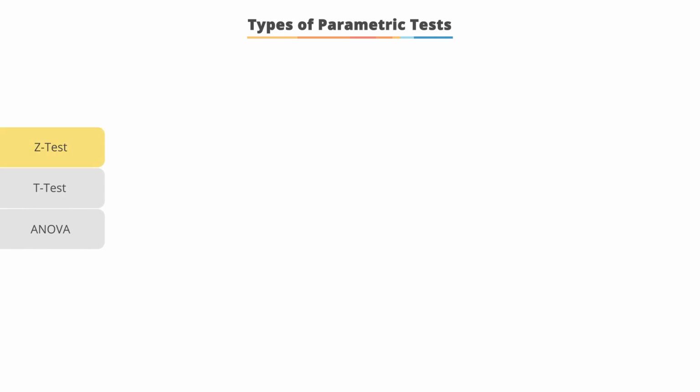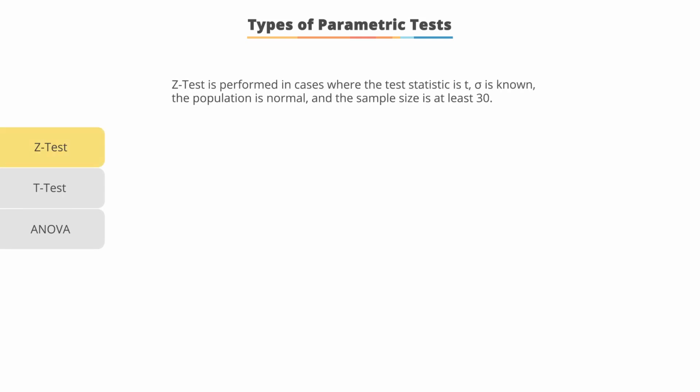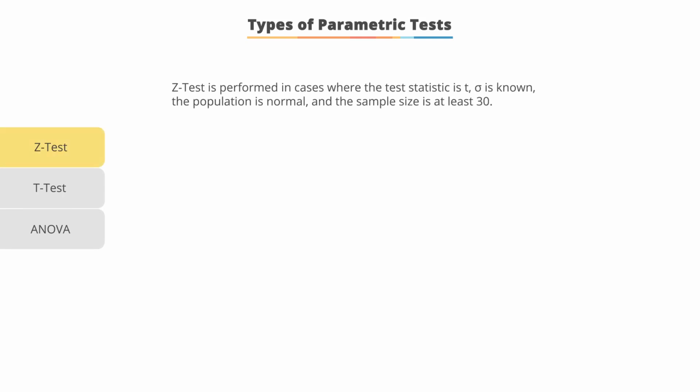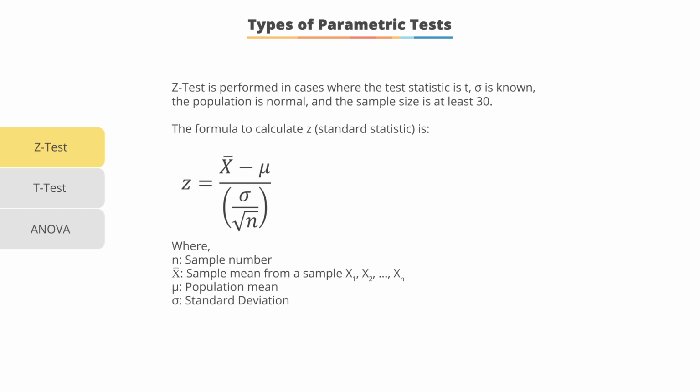First, we'll cover a z-test. So a z-test is performed where the standard deviation is known, the population is normal, and the sample size has at least 30 people, 30 individuals, 30 things, whatever we're measuring. Now the formula to calculate the z-statistic is z equals the sample mean minus the population mean divided by the standard deviation over the square root of the sample size.